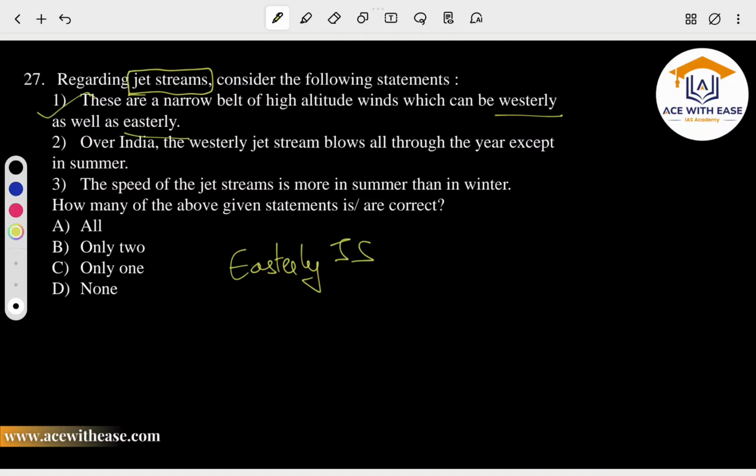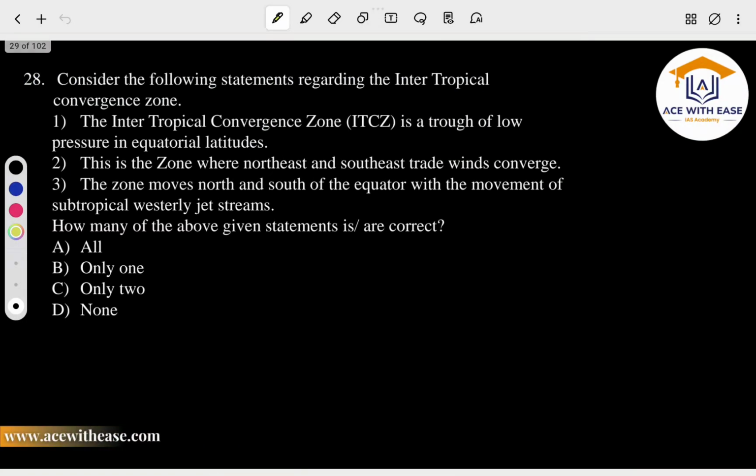First statement is correct. Over India, the westerly jet stream blows all through the year except in the summer season. Yes, during summer we find the easterly jet streams blowing. The speed of the jet stream is more in the summer rather than in the winter. Now this statement is wrong. The speed of the jet stream is usually more in the winter rather than in the summer season. So only two options are correct in this question. Next, 28th question. Which of the following statements is correct regarding the intertropical convergence zone?